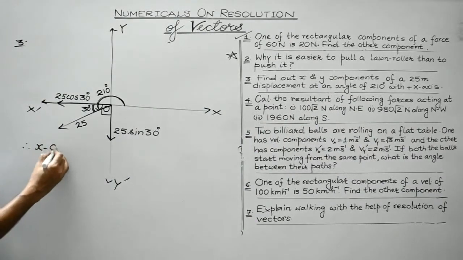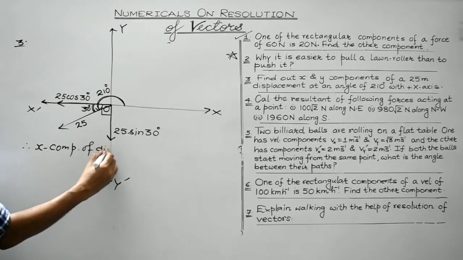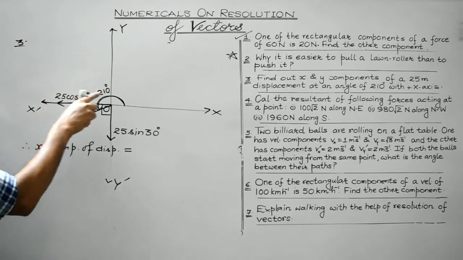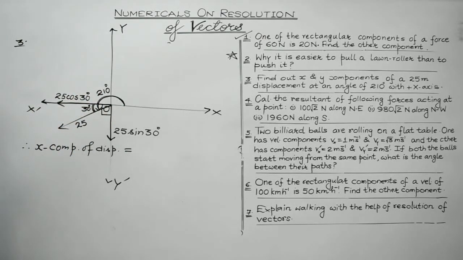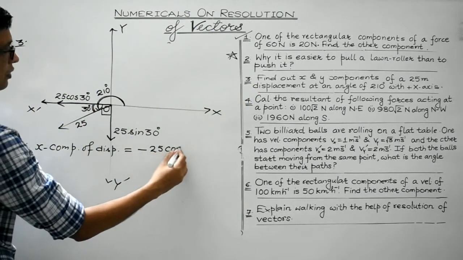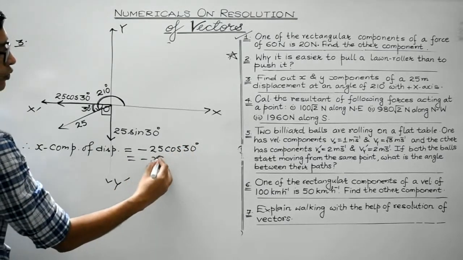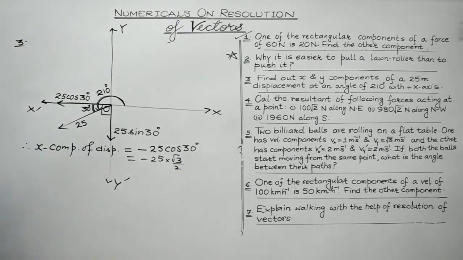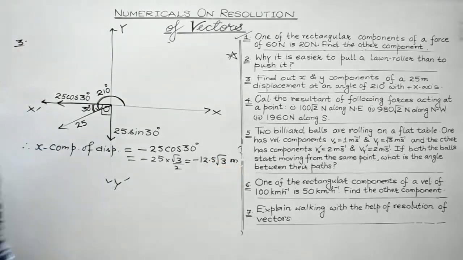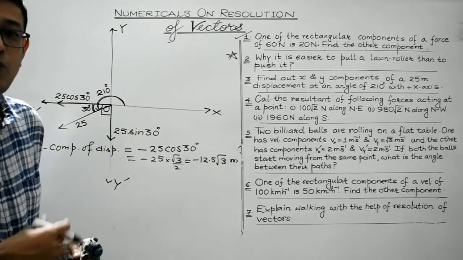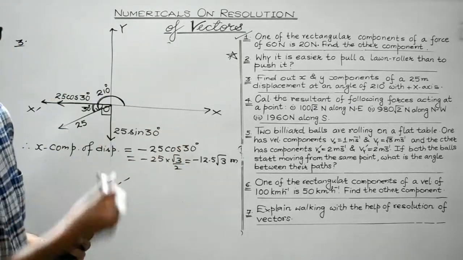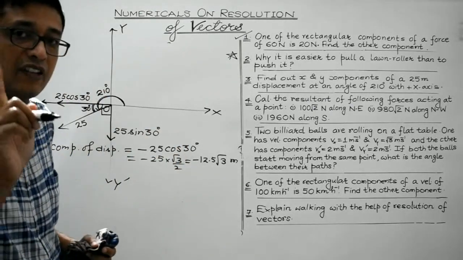Therefore, the x component of displacement would be equal to, this is the horizontal component of the displacement, and this is directed along the negative x-axis. We want the x component, so it will be equal to minus 25 cos 30. Cos 30 is root 3 by 2, so that will be equal to minus 12.5 root 3 meters. The negative sign suggests that the component of the displacement along the horizontal axis is towards the negative x-axis, isn't it? It is along this direction, towards the negative x-axis.